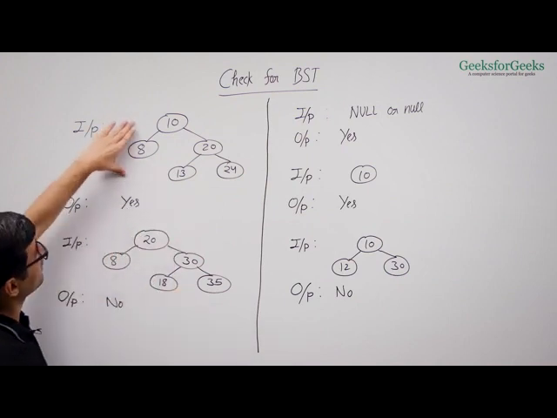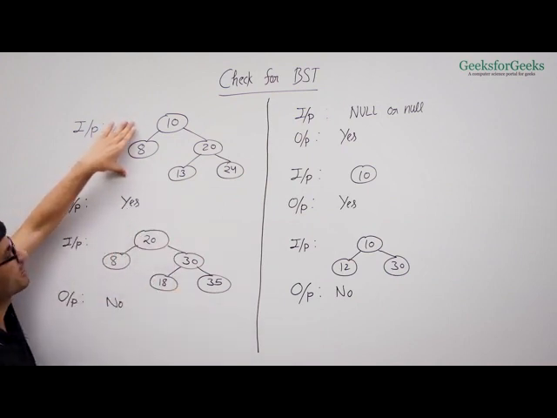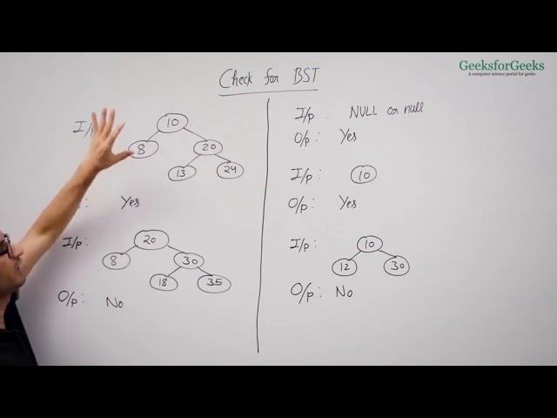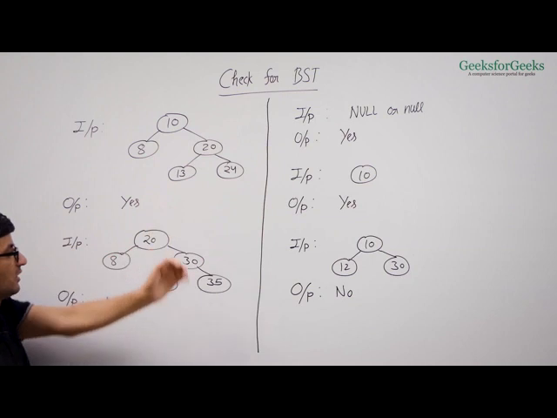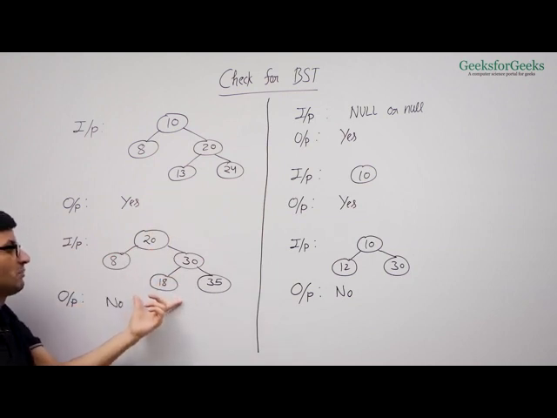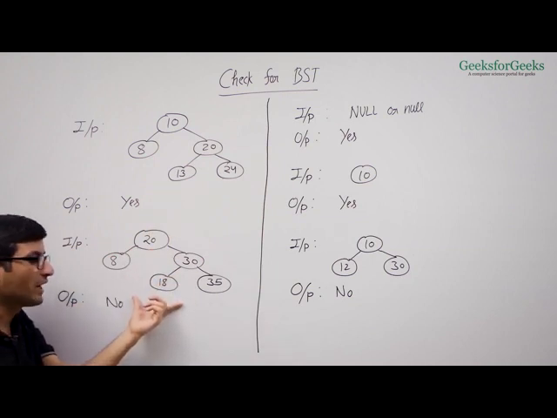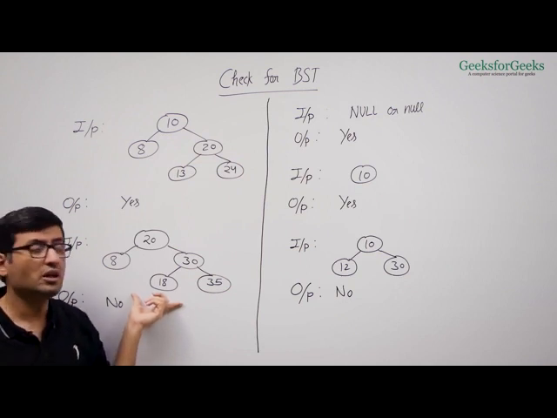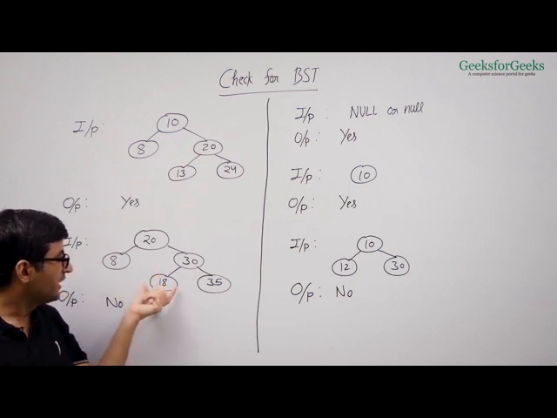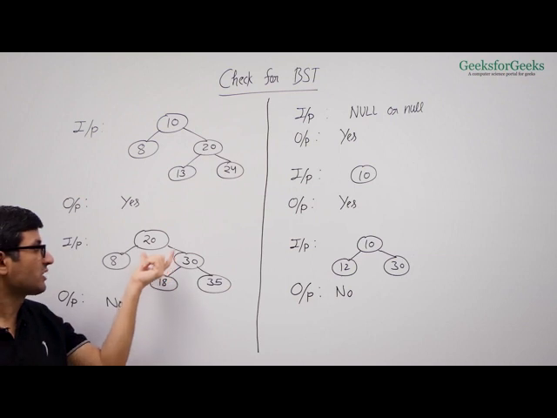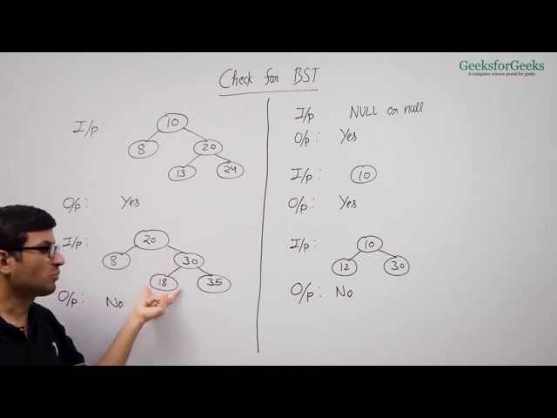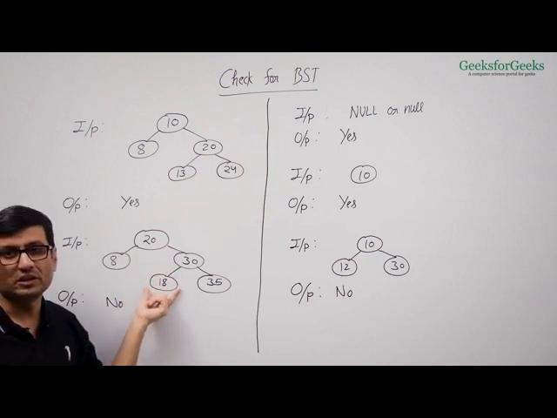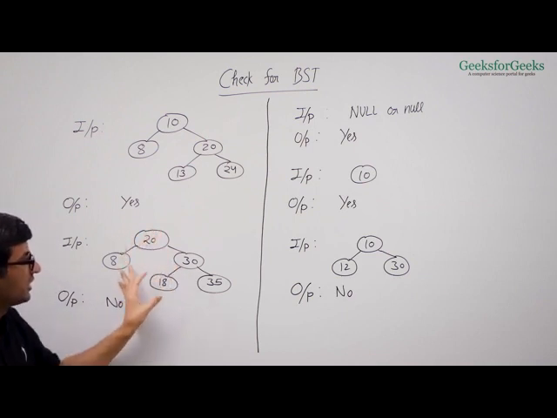Let's see this example. This is a binary search tree because for every node on the left side you have smaller values and on the right side you have greater values. This is an interesting example. It's not a binary search tree because you can notice that 18 is in the right subtree of 20 and 18 is smaller. So it's not a binary search tree. Right? This makes the question interesting.